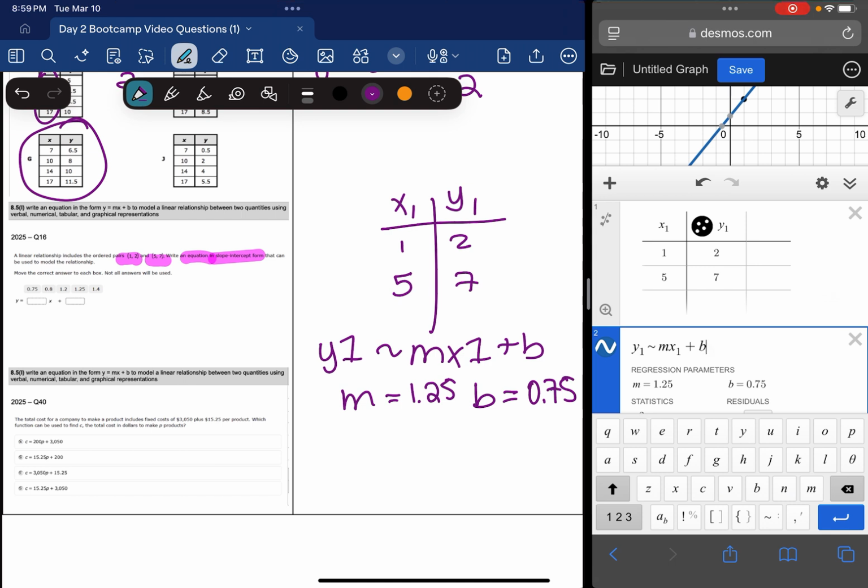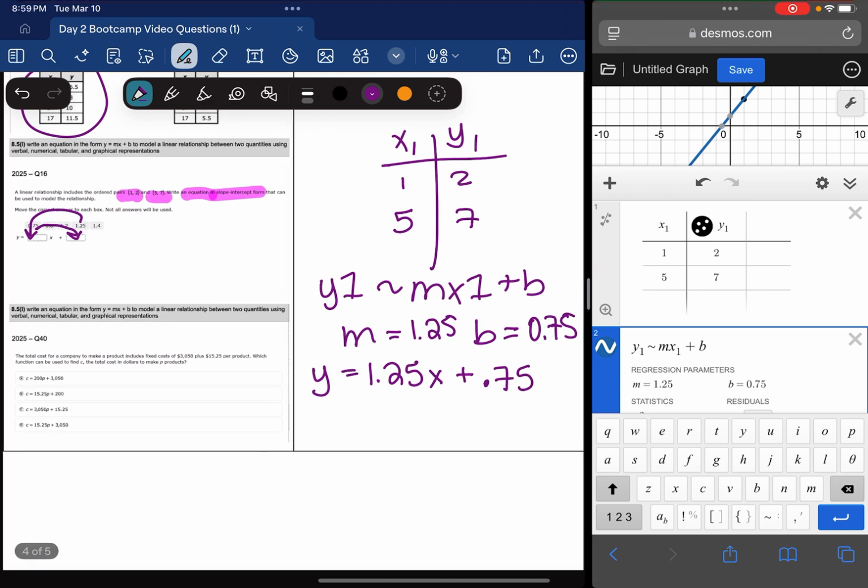In an equation, our m is always next to our variable x. So 1.25x plus b. b is always by itself. So you would move the 1.25 first and then the 0.75 second.